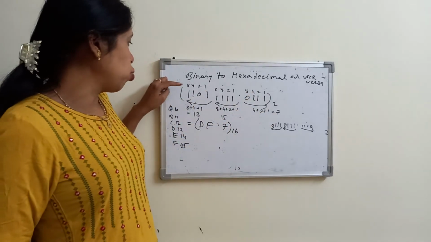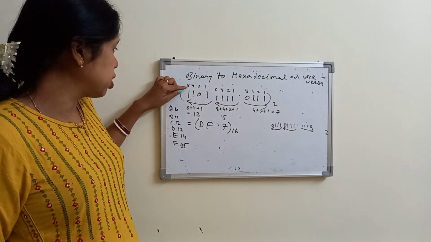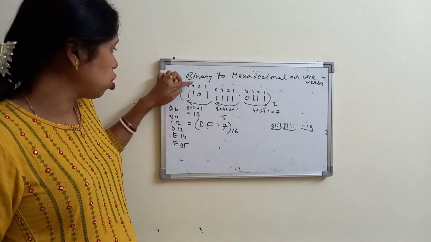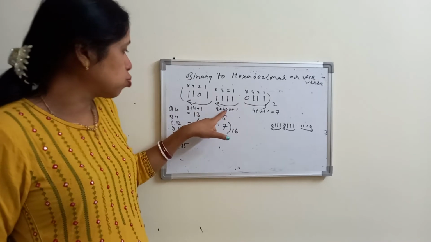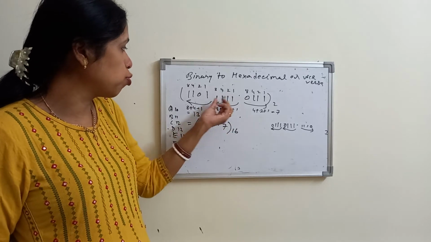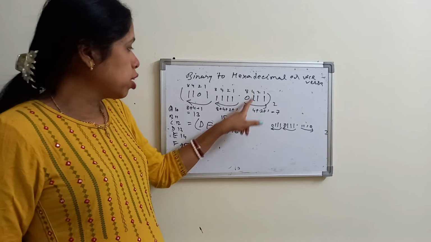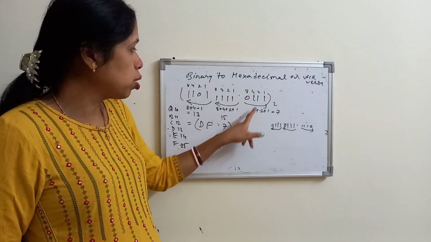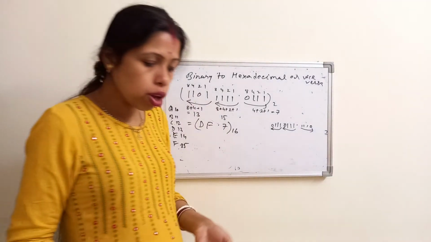So I have to add the weightage of only ones, not 0. Here it is 8 plus 4 plus 1. Then 8 plus 4 plus 2 plus 1, here you have to add all the weightage because all the numbers are 1. Here it is the weightage of ones only, 4 plus 2 plus 1. In this way you have to convert binary to hexadecimal. This is the easy procedure.